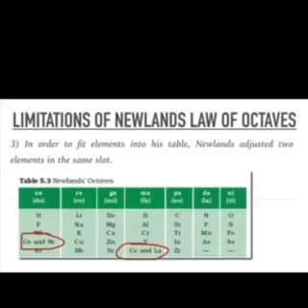See in the table, children, cobalt and nickel. Co for cobalt, Ni for nickel. He placed cobalt and nickel with fluorine and chlorine, right? Yes. Fluorine and chlorine have entirely different properties compared to cobalt and nickel. So that was also a drawback of Newlands' law of octaves.